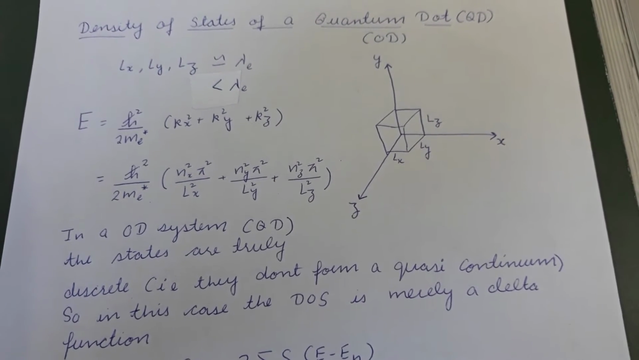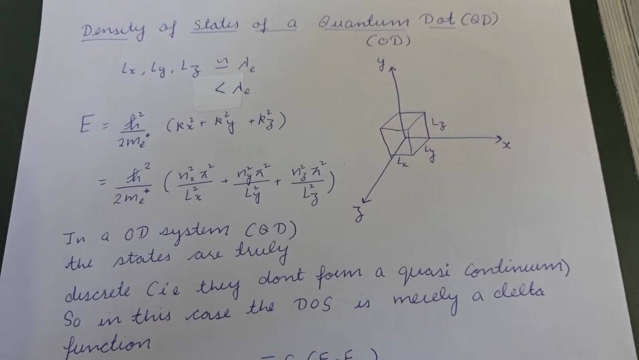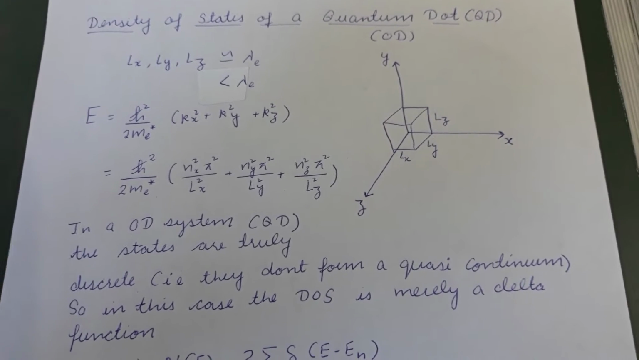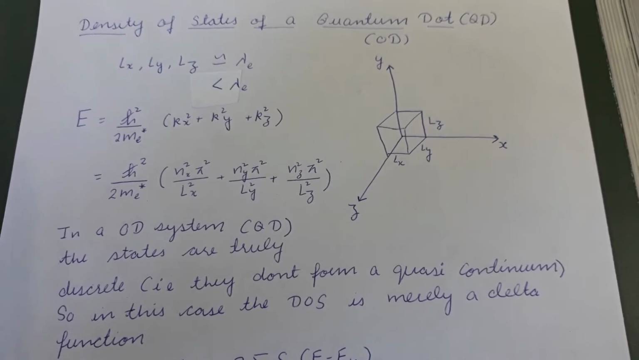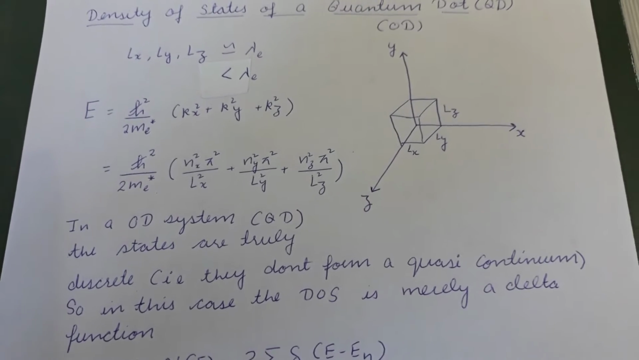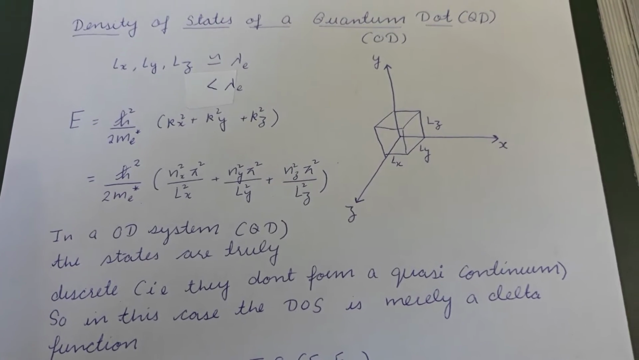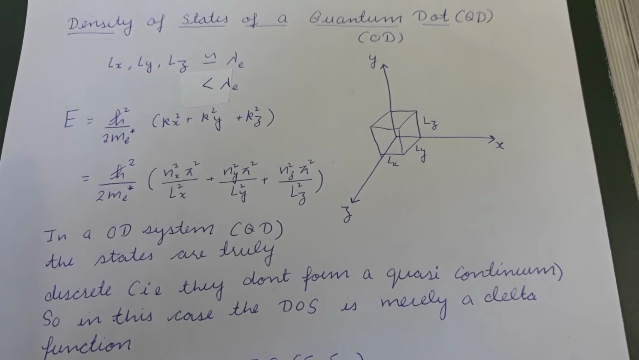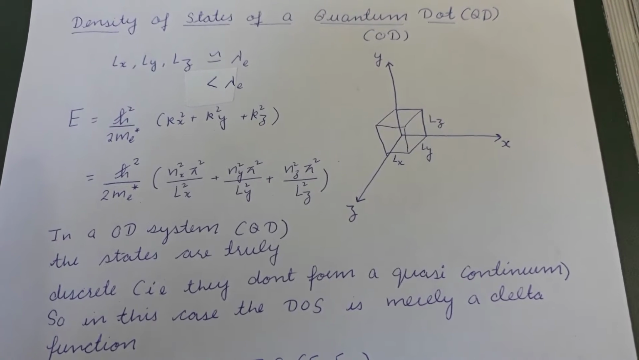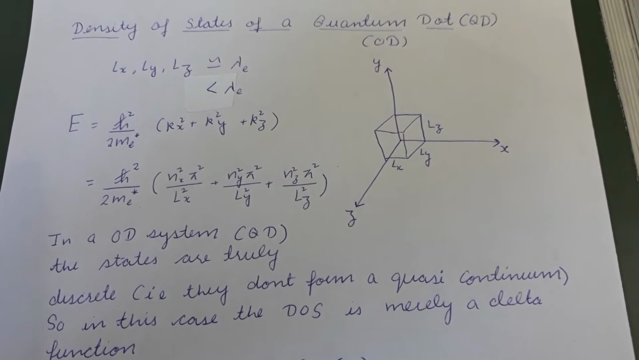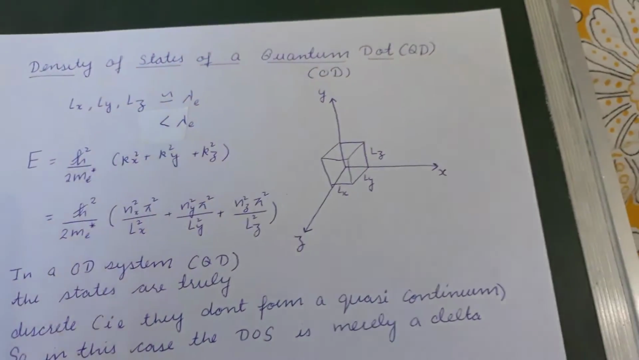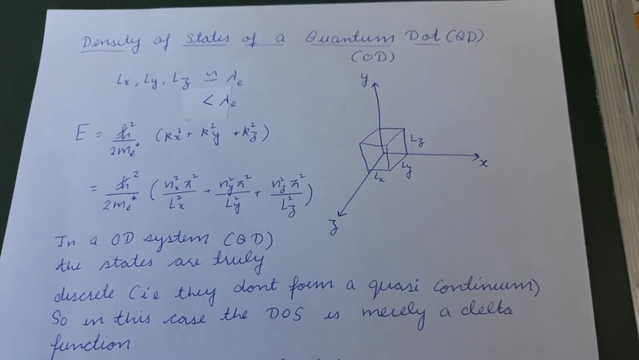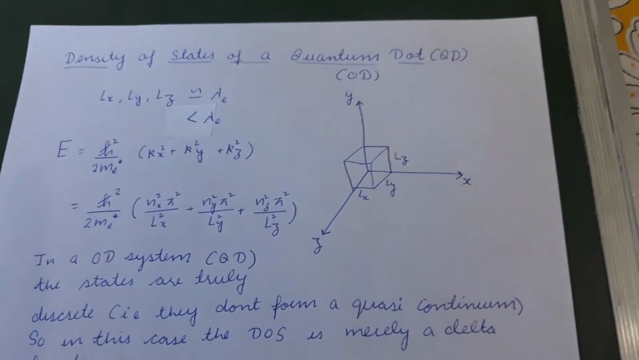Today we are going to study the density of states of a quantum dot. Quantum dots are also called artificial atoms and zero-dimensional materials. If a material is such that the length, width, and height are of the order of the de Broglie wavelength of the electron, then such a material is known as a quantum dot.